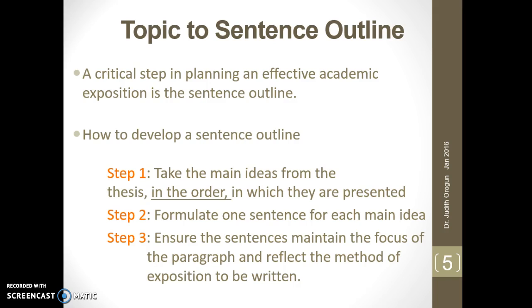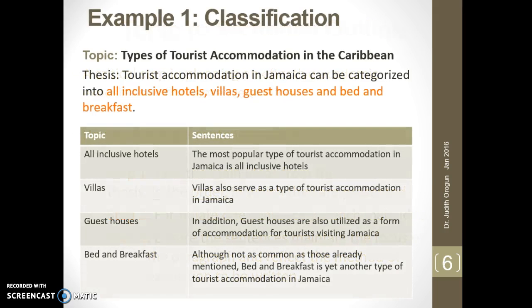The first thing to do is to take the main ideas from your thesis. You're going to take these in the order in which they are presented in the thesis statement. Then you're going to formulate 1 sentence for each main idea. The understanding is that this topic sentence will become the first sentence of your body paragraphs. So it must be clearly focused on the issue that will be discussed or developed in that paragraph. Therefore, you are going to ensure that the sentences maintain the focus and that it reflects the method of exposition to be written.